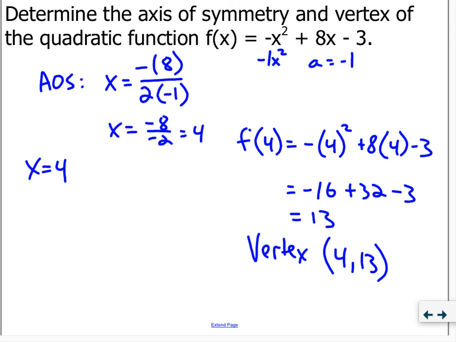So now you got a formula to help you find the axis of symmetry. You can use that to find the vertex. And the roots are where it crosses the x-axis. I tried to make a song out of that and it didn't work.